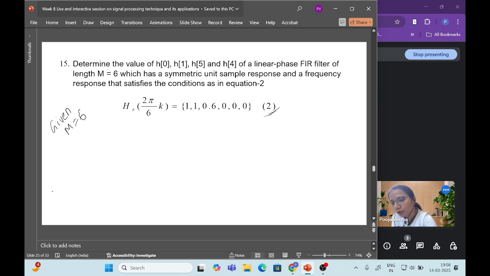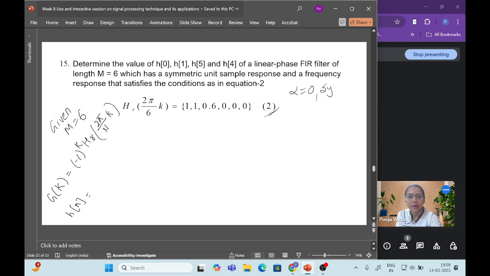From there, we will use this formula: g(k) = (-1)^k H_r(2πk/N), and h(n) will be, because it has a symmetric unit sample response, the symmetric formula. The alpha value has not been described, so alpha will be counted as 0, and symmetric one. So from there you can see the formulas.